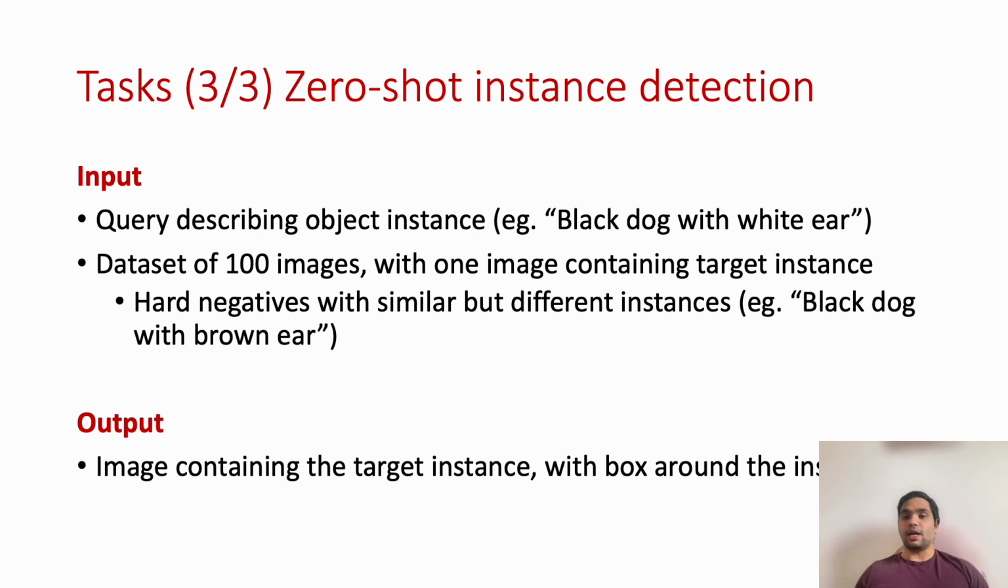Finally, we have a task that binds all labels that we introduce together in the form of query-based instance retrieval. Here, a model takes in a fine-grained query like black dog with white ear as input and retrieves a single image containing that specific instance from among 100 other images. The model needs to also localize that instance with a bounding box in the positive image containing the instance.